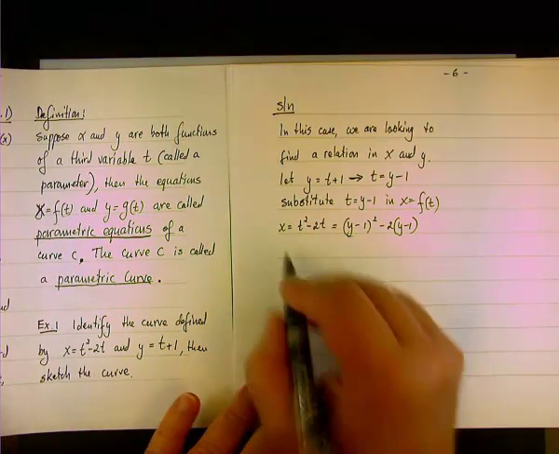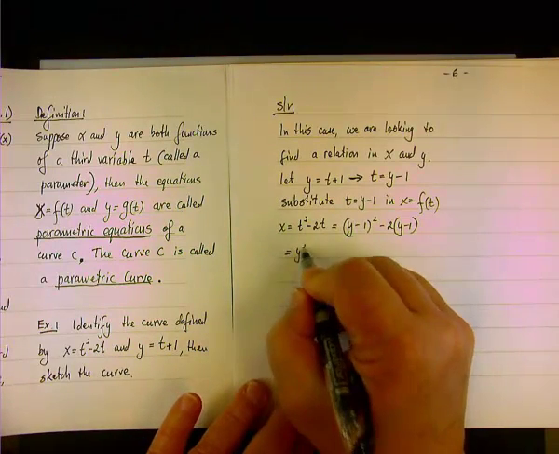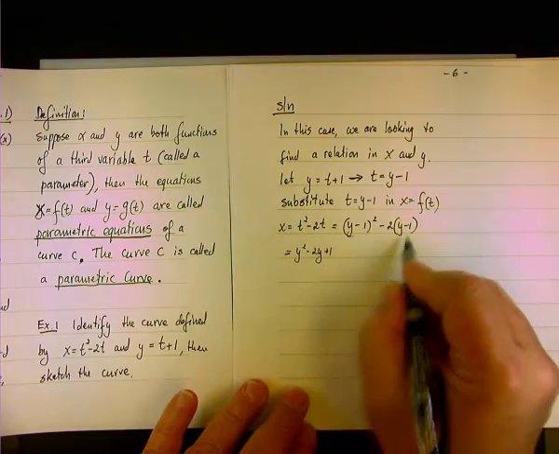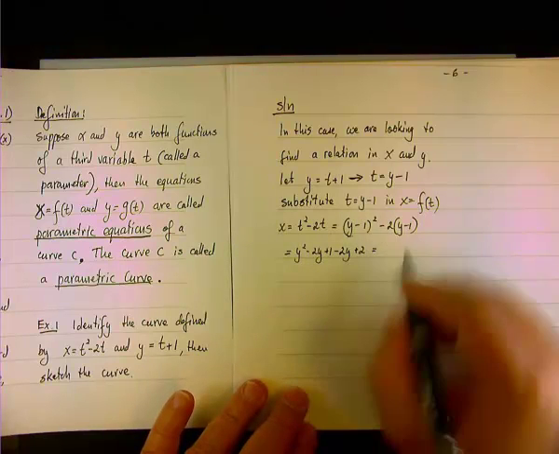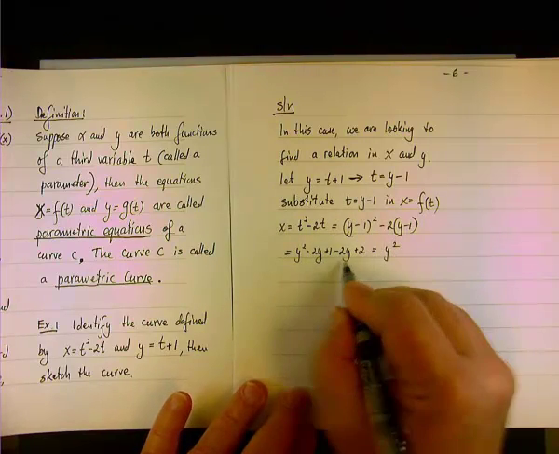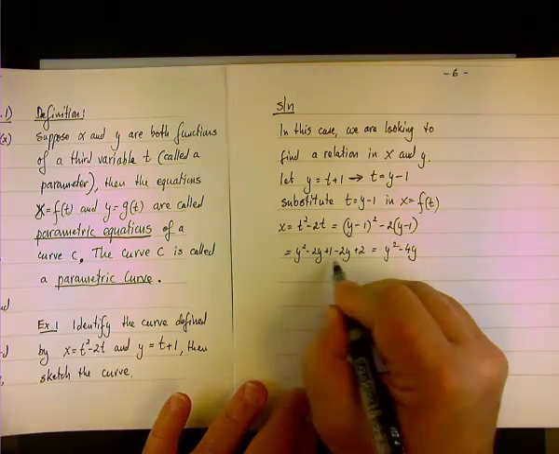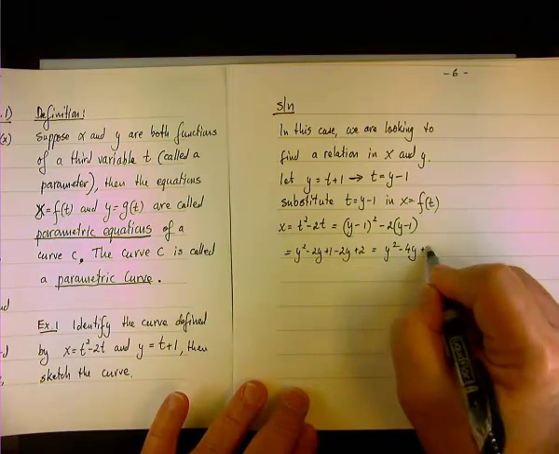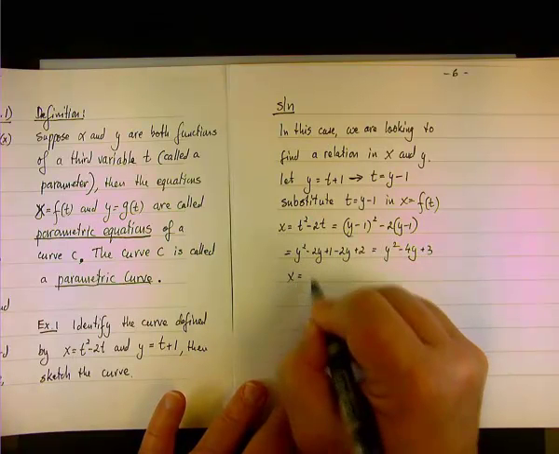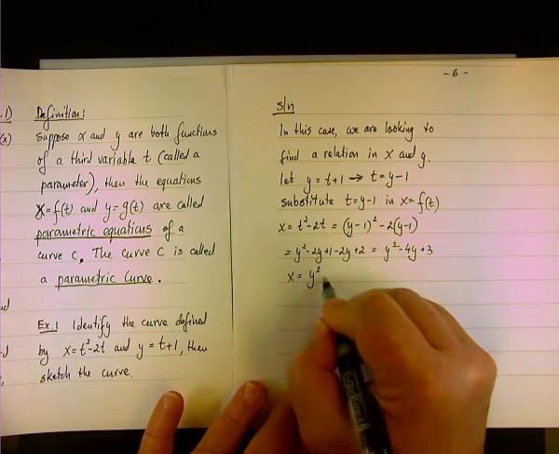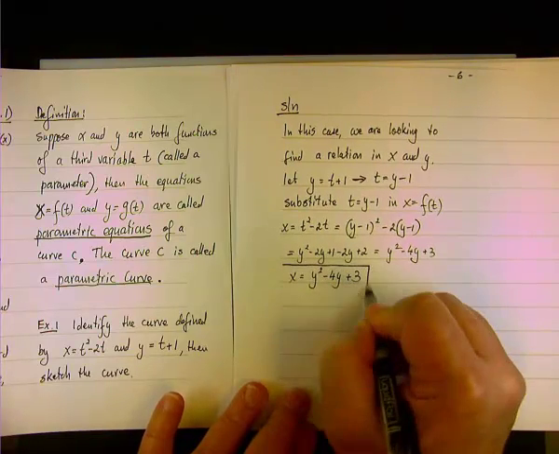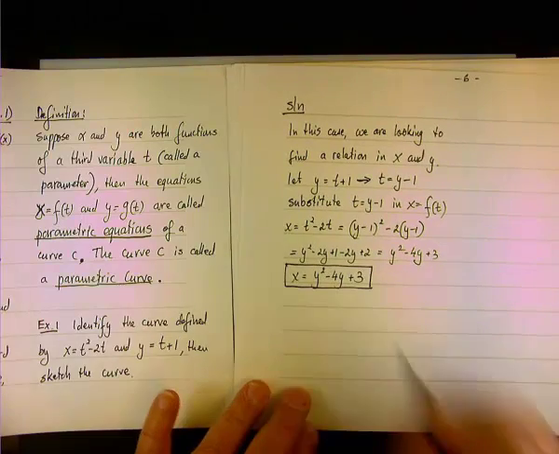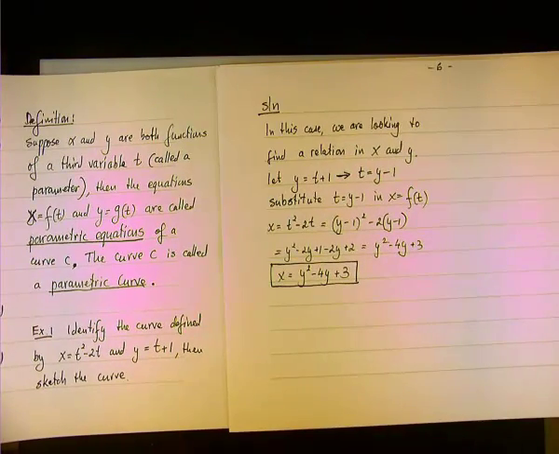And all we need to do is keep working on this, clear the parentheses here. So we have y squared minus 2y plus 1. And here we have minus 2y plus 2. Bring it home and you get y squared minus 2y minus 2y, so minus 4y. And there we have plus 1 plus 2 plus 3. So x equals y squared minus 4y plus 3. Okay, this is the curve.